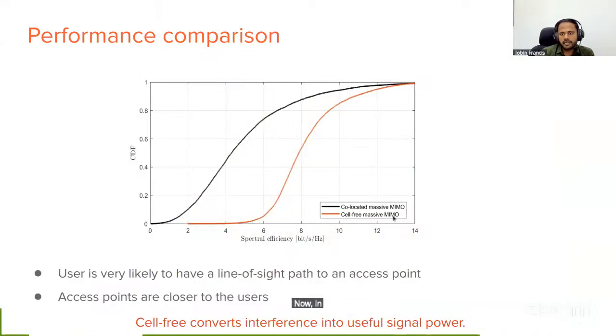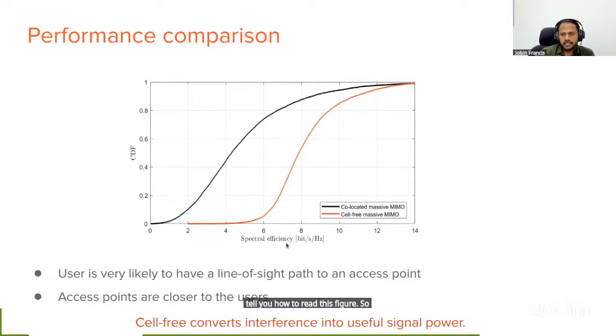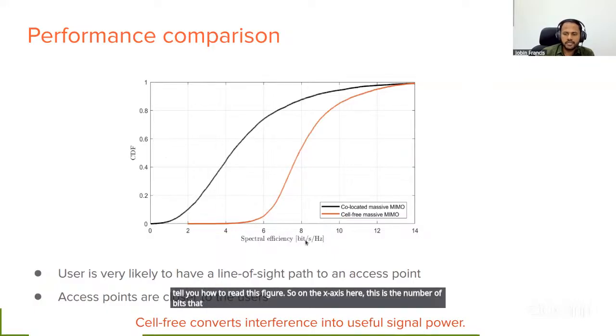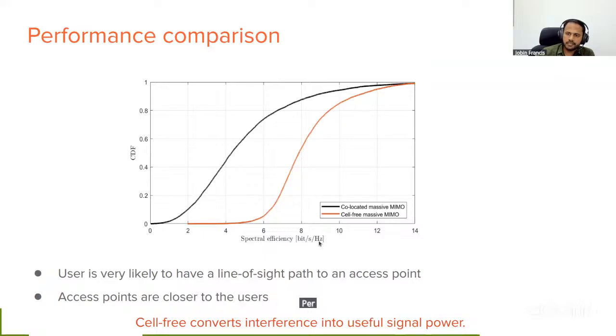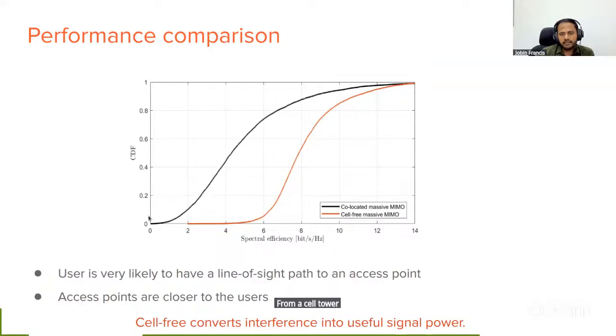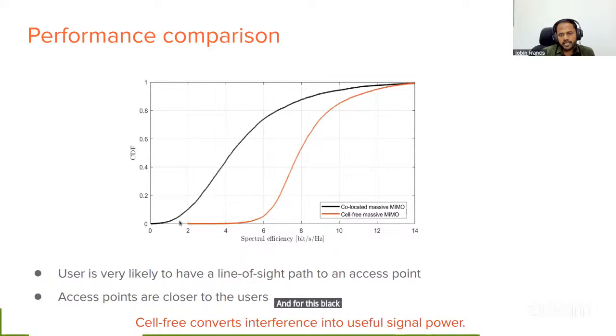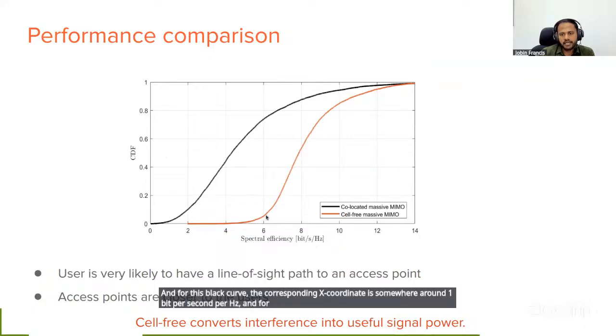Now, in fact, you can show that the performance of this cell-free network is going to be considerably better. What is plotted is not very important. I'll just tell you how to read this figure. On the x-axis here, this is the number of bits that you can transmit or serve per second per hertz, right? So every unit of bandwidth, every unit time, how many bits are you able to communicate to a mobile phone from a cell tower? And what this result is saying is that if you look at this y-axis, that is 0.1, for this black curve, the corresponding x-coordinate is somewhere around 1 bit per second per hertz. And for this red curve, that is going to be 6, right?